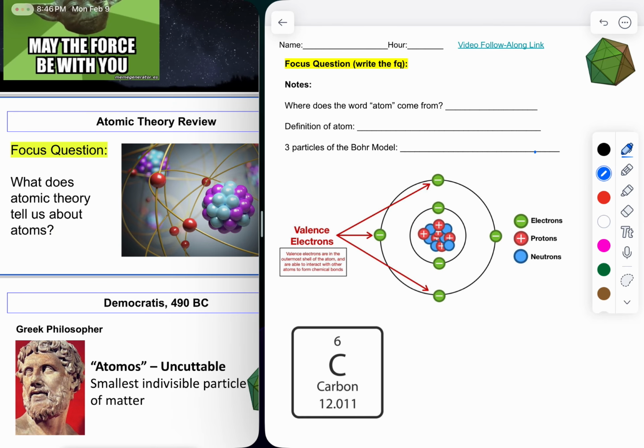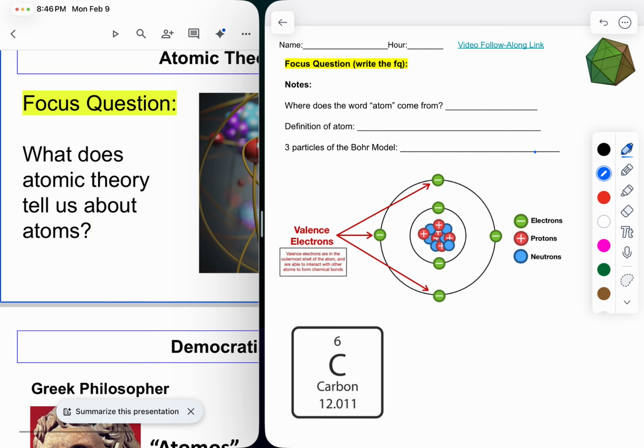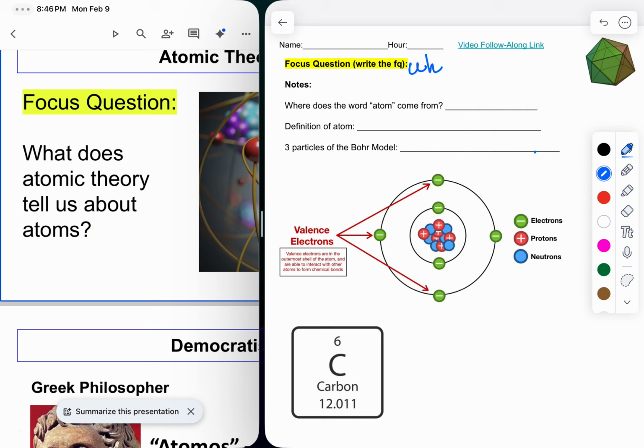So what's our focus question today? The question is, what does atomic theory tell us about atoms? Okay, so that's the focus question here.